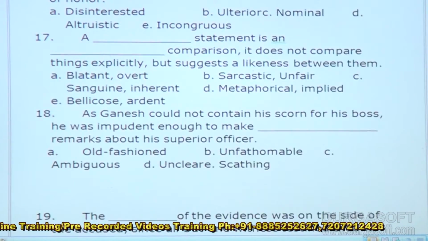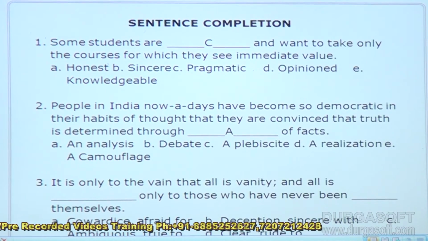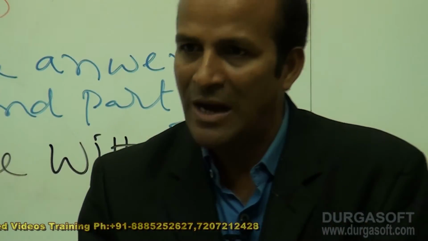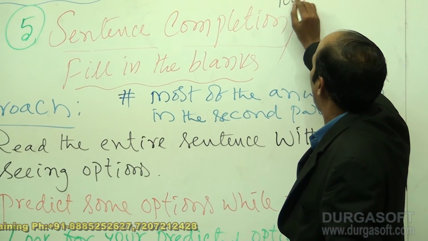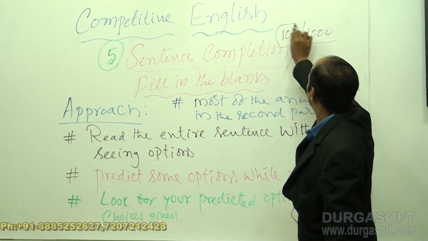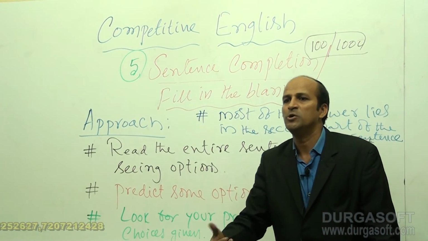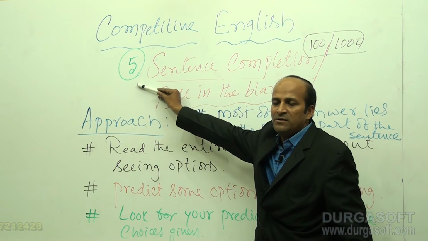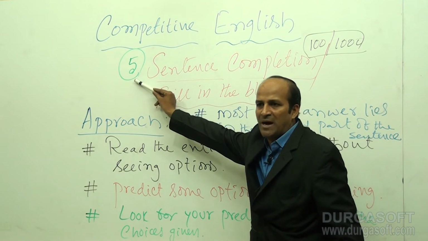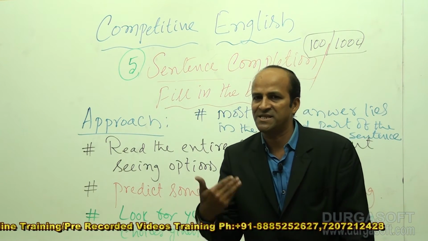Like this, if we can attempt a number of questions, at least 100 questions or 1000 questions before taking any competitive exam, it becomes easy for you to get 5 questions out of 5. You can get easily 5 marks out of 5 questions without any difficulty. Most of the answer lies in the second part.